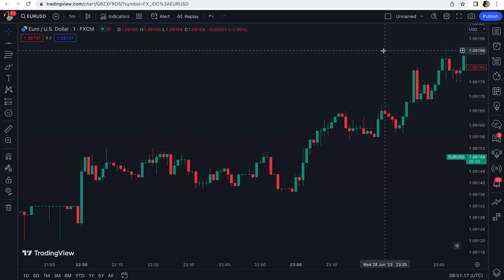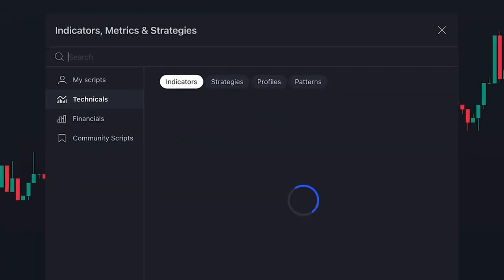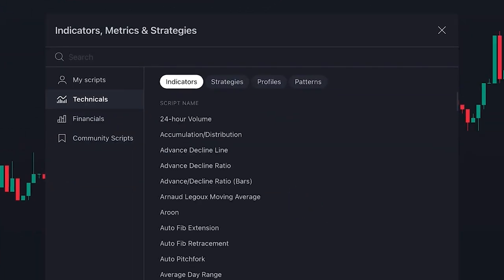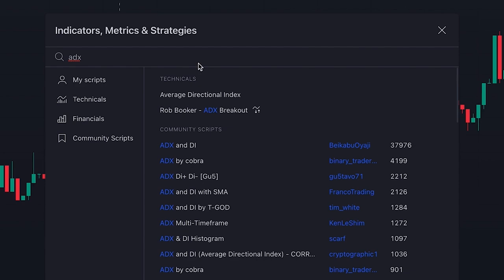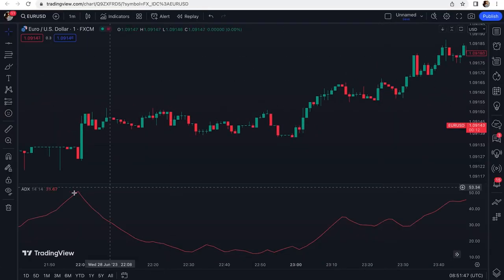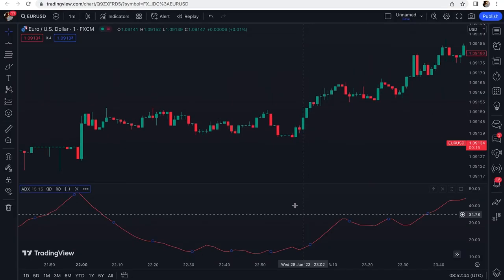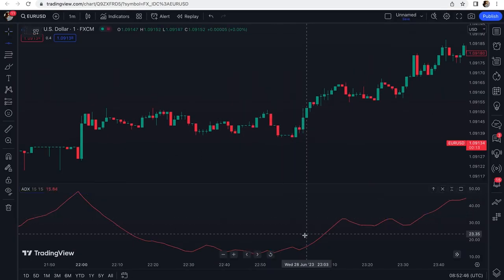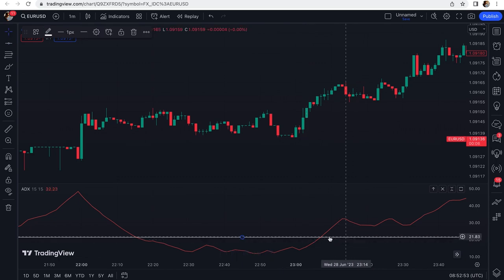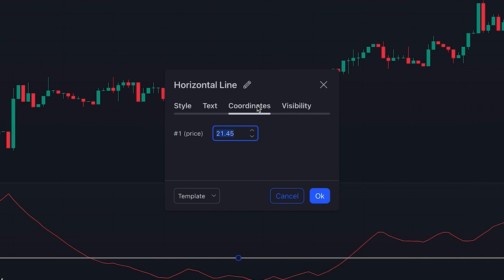In this scalping strategy, we have 3 indicators. For adding them, here we click on indicators and we simply search their name. The first one that we should add is ADX, average directional index, and we should change its settings. Here for ADX smoothing we set it at 15, and for DI length also we set it at 15. And then we should add a horizontal line here at 20 level, and in case it's not set at 20, you can simply set it here in the settings, in this tab.